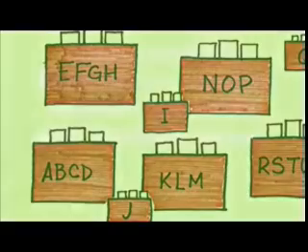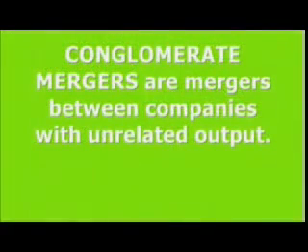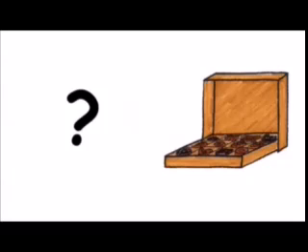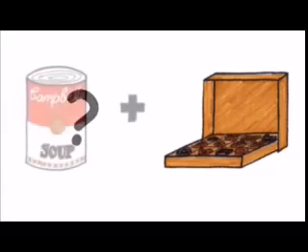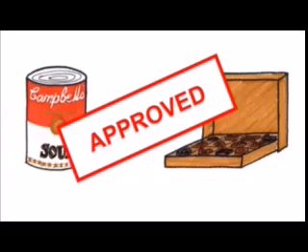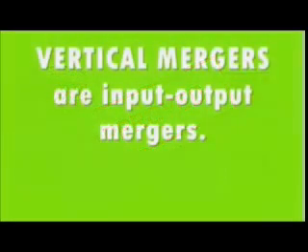1. Conglomerate mergers are mergers between companies with unrelated output. For example, in 1967, the Campbell's Soup Company acquired Godiva Chocolate. Did this merger affect competition in the soup market? No. Did it affect competition in the candy market? No. Conglomerate mergers do not reduce competition in either market since the products are unrelated, so the U.S. government allows them.